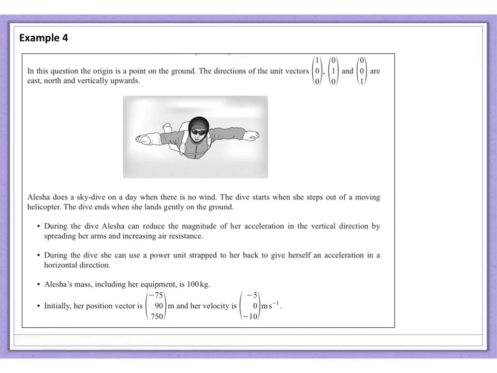Now, the last example. In this question, the origin is a point on the ground and the directions of the unit vectors i, j and k are as follows. So they're east, north and then vertically upwards. So Alicia does a skydive on a day when there is no wind. The dive starts when she steps out of a moving helicopter. The dive ends when she lands gently on the ground. During the dive, Alicia can reduce the magnitude of her acceleration in the vertical direction by spreading her arms and increasing air resistance. During the dive, she can use a power unit strapped to her back to give herself an acceleration in a horizontal direction. Her mass, including her equipment, is 100 kilograms, and initially her position vector is this, and her velocity vector is this.